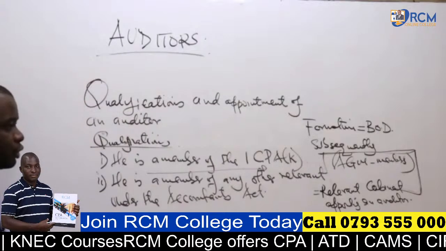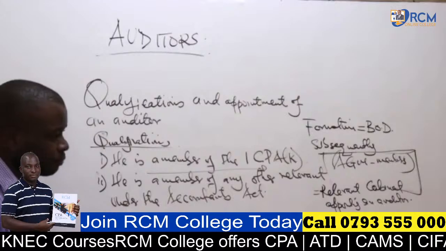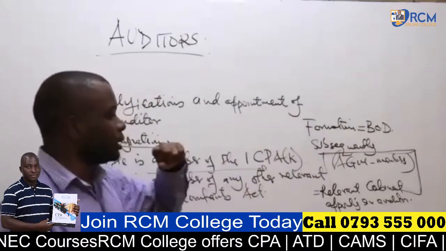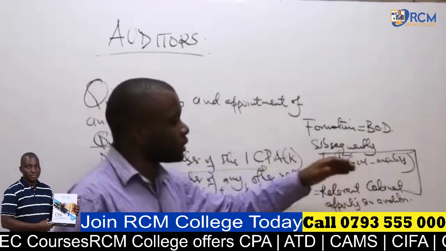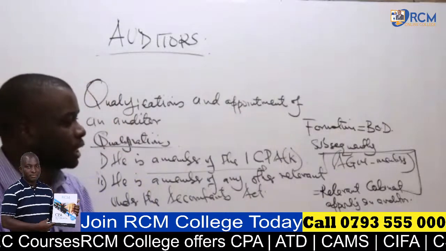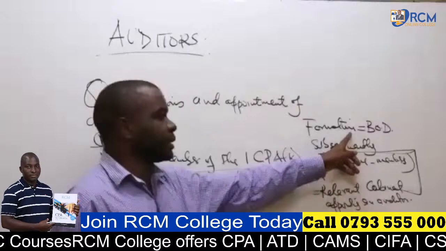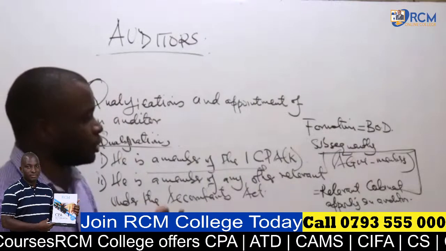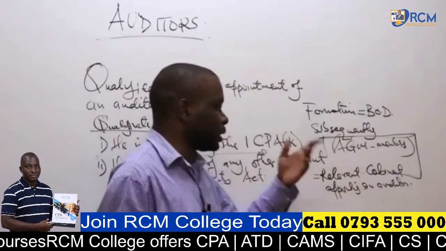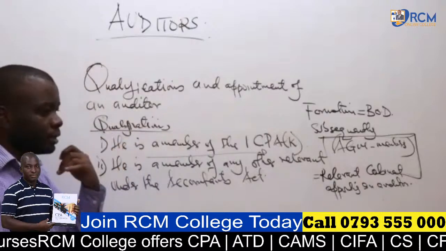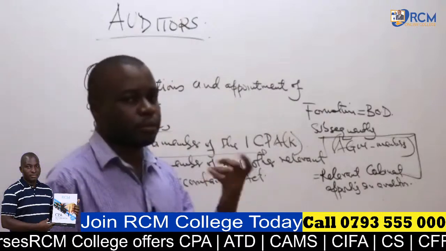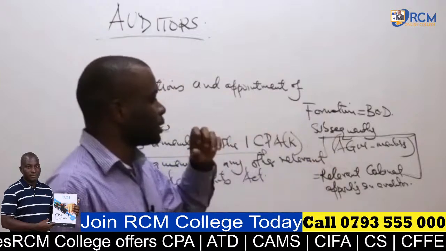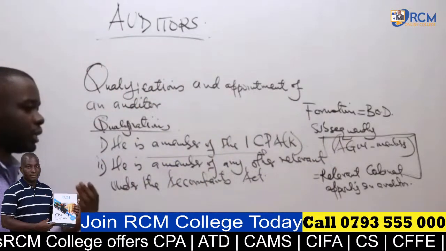So when you talk about remuneration, the remuneration of the auditor will be set by the parties appointing him as the auditor of the company. If it is the members appointing him, then of course they are the ones who will set his remuneration. If the board of directors appoints him, then they'll set his remuneration. If it is the relevant cabinet secretary appointing an auditor of the company, then he'll set the remuneration based on how much the company can pay him as an auditor. So these parties are the ones who will set his remuneration in the company.